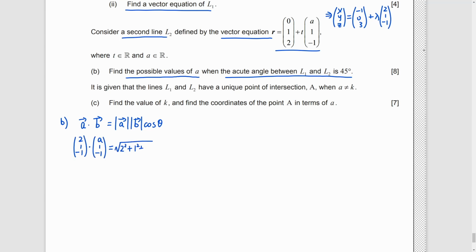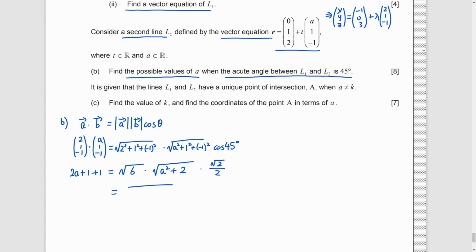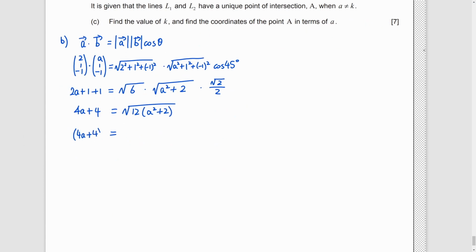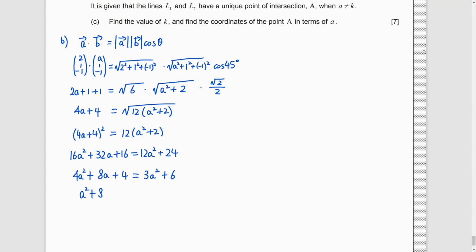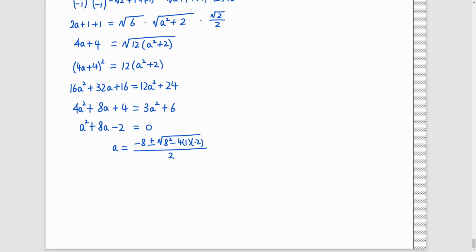Consider their dot product. Find the lengths of A and B, substitute 45 for theta, and then, after some calculation, it becomes a quadratic equation. As it cannot be easily factorized, we just apply the quadratic formula and get the two solutions for A.